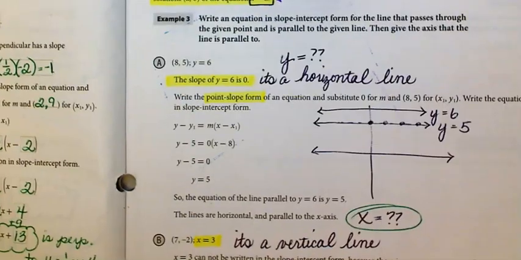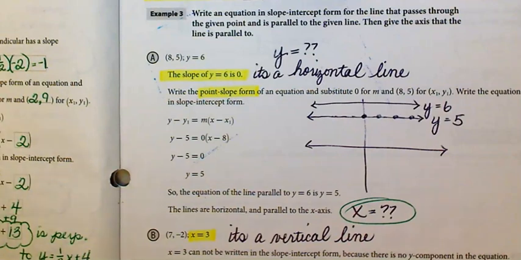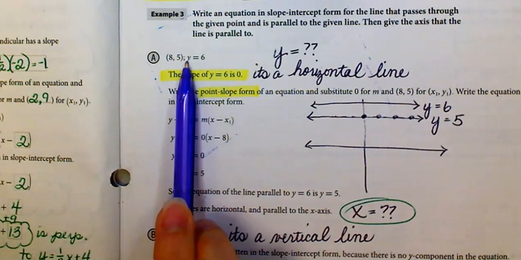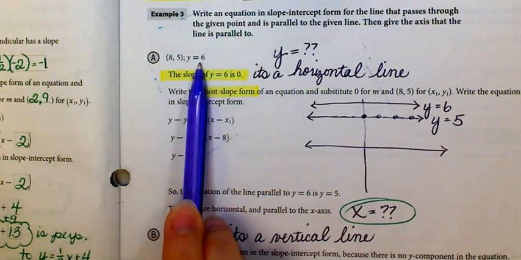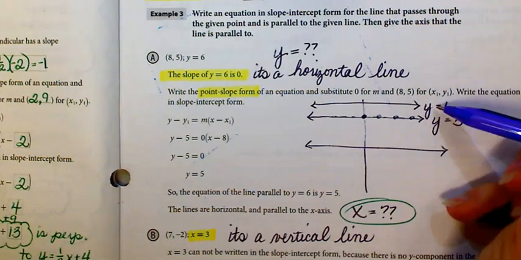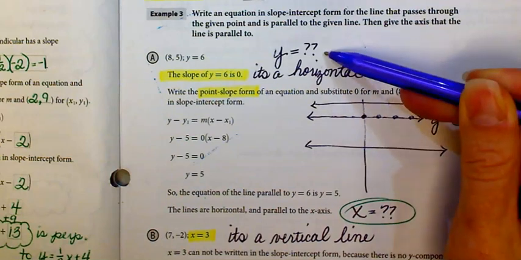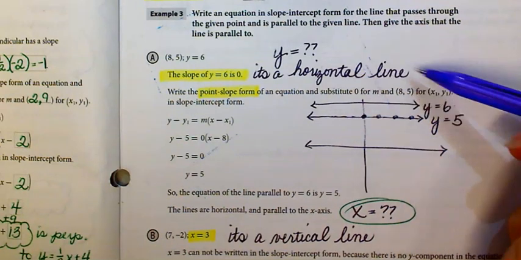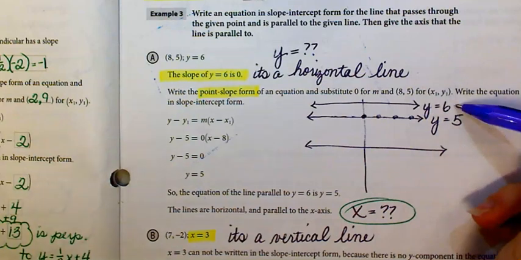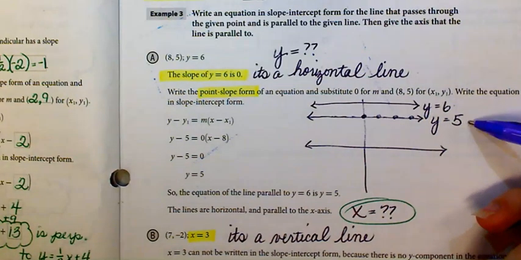All right, write an equation in slope-intercept form for the line that passes through the given point and is parallel to the given line. Then give the axis that the line is parallel to, meaning is it parallel to the x-axis or the y-axis? So y equals 6 is the original line. Remember, if it says y equals some number, that is a horizontal line. So here's the original one, and then they want it to pass through (8, 5).